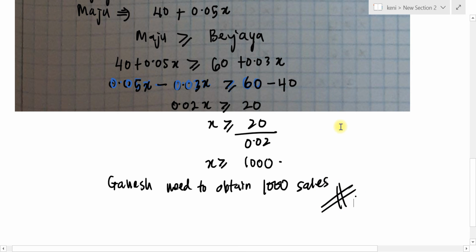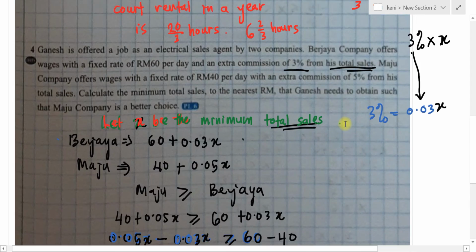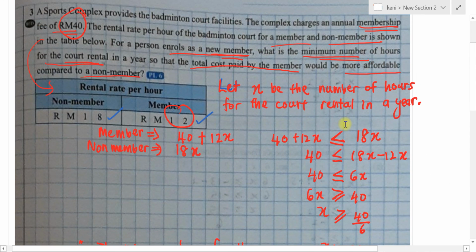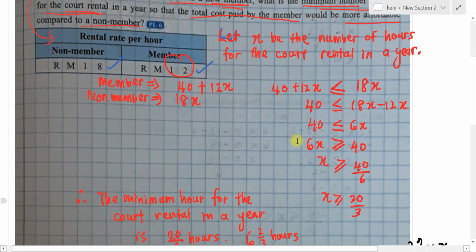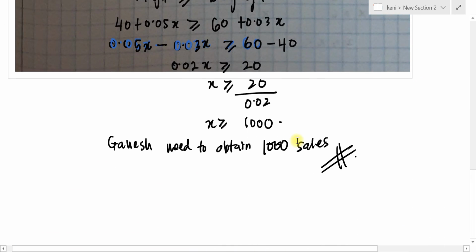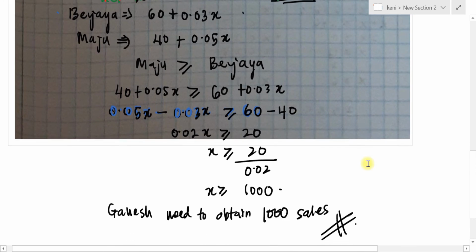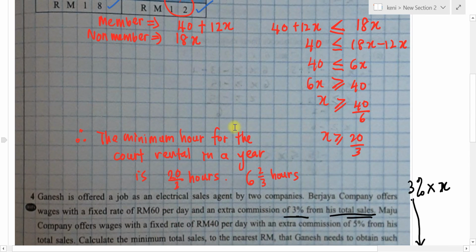Okay, so that's all. Very good question, very confusing question, but let this be a starting point for you to familiarize yourself with this type of question.